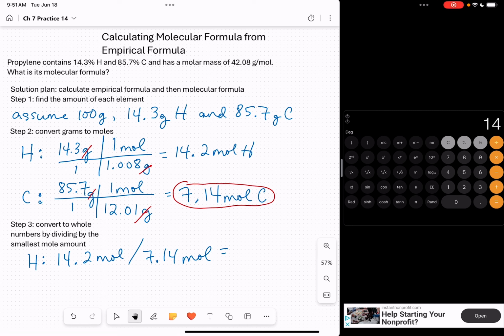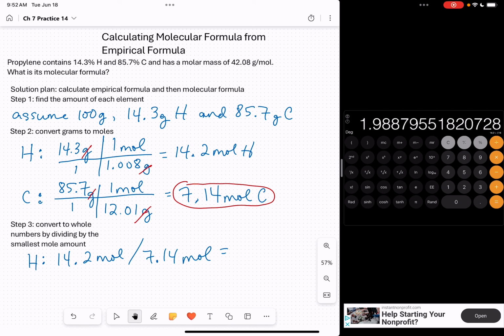Doing the math, 14.2 divided by 7.14. It's close enough to 2. So it's very, very close to a whole number. So in this case, we're going to round to the nearest whole number. We don't have a fraction that is easily converted to a whole number by multiplying. So we round.